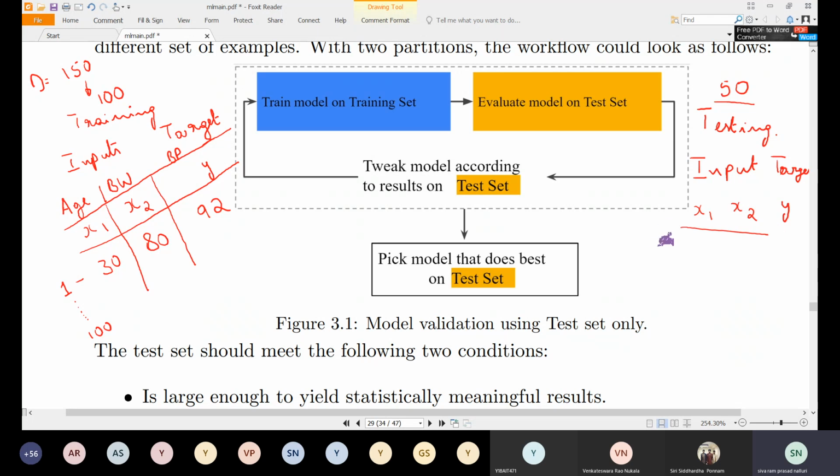Here we have 50 samples. And one important thing that you should remember is these two are distinct, in the sense that there are no examples which are common to both training and testing. You should not find an example that is there in both training and testing.